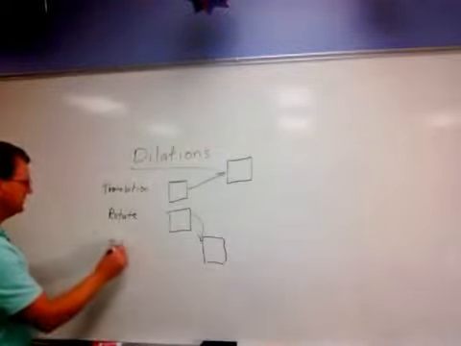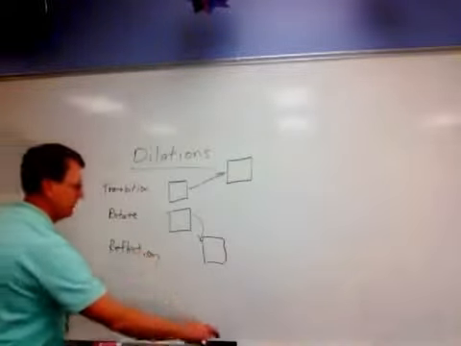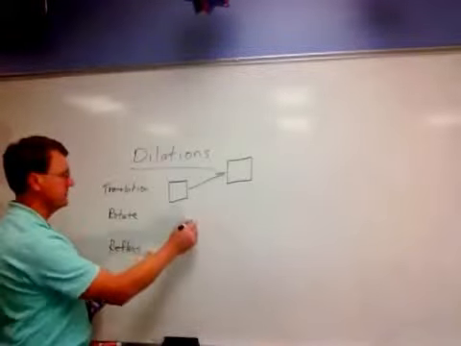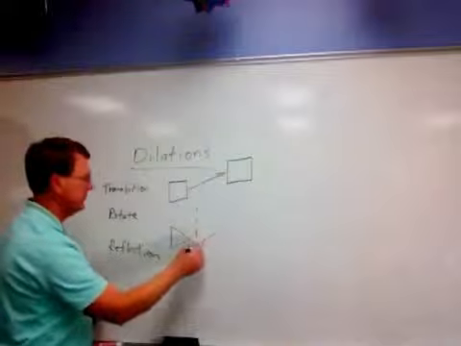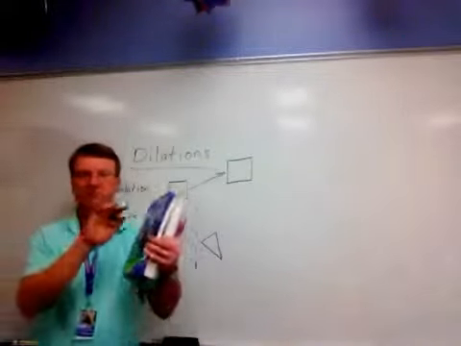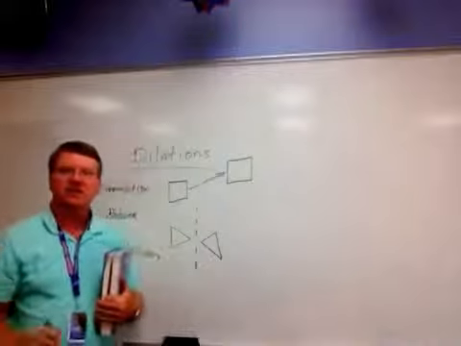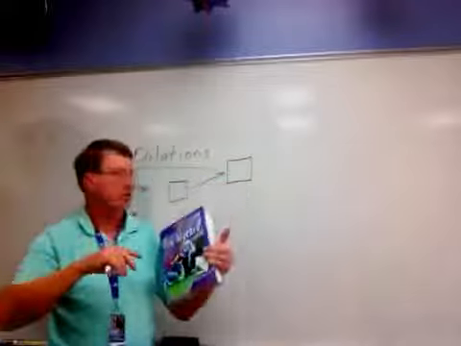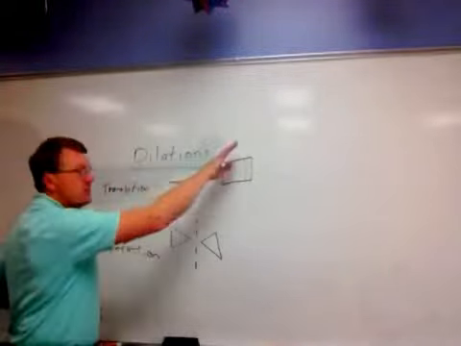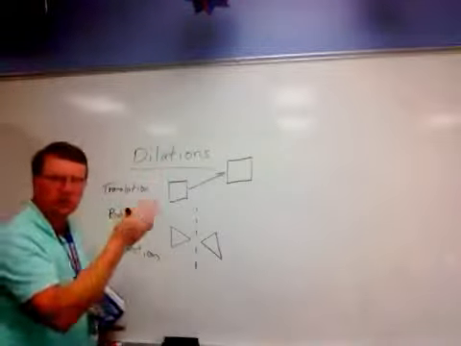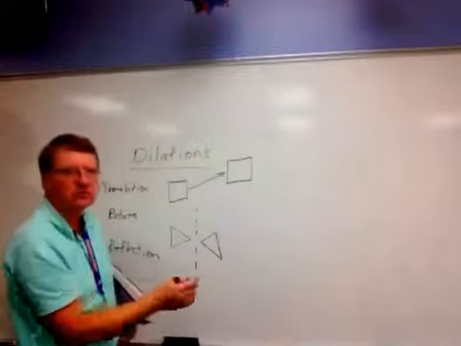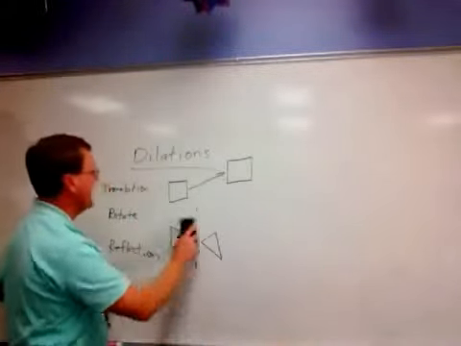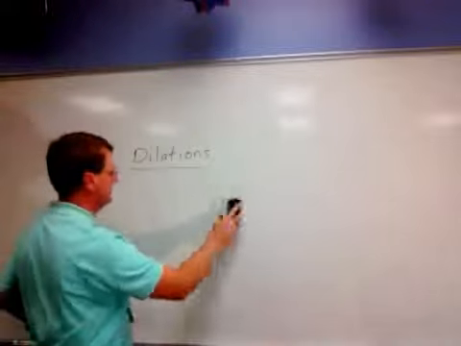Probably the easiest one to spot, besides translation, is reflection. Reflection does exactly what kids think it does. If you have a shape like this, it reflects. It's a mirror image. Left and right, flipped over. Well, what's dilation? Dilation is the only one that actually makes it bigger or smaller. Translation, shift, move over. Rotate, okay, rotate it around the center of a circle, center of a point. Reflection, flip it. Dilation actually makes it bigger or smaller.